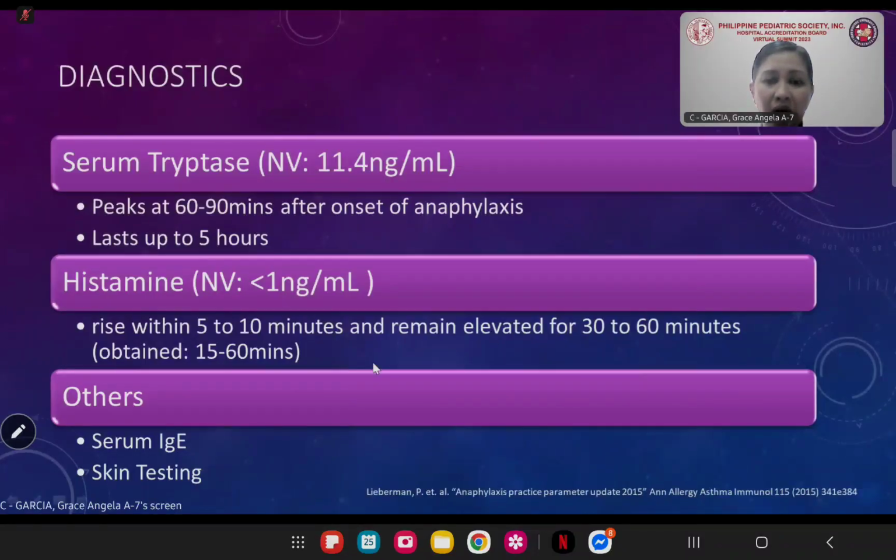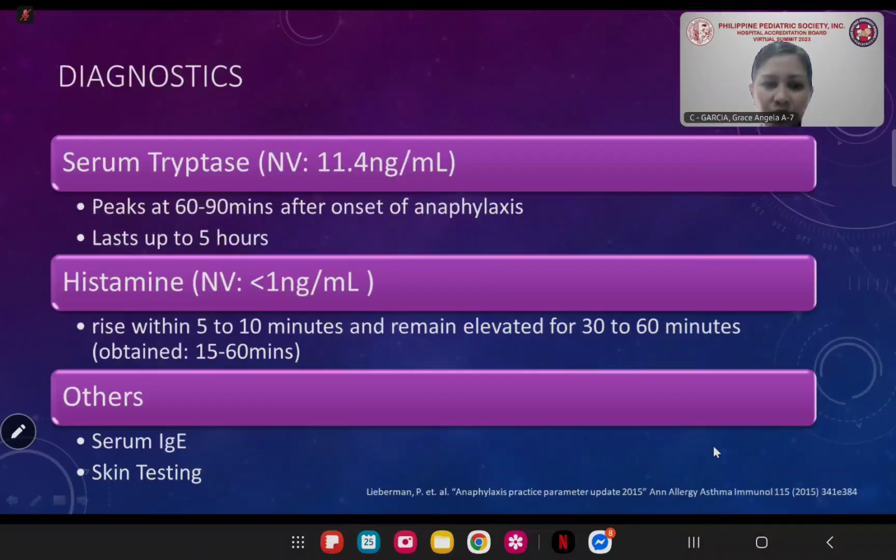But if you question the diagnosis of anaphylaxis, and you're not so sure, also of the trigger, when the patient comes in after an hour, you will get your serum tryptase. Although again, the result would just come back after a week or so. But at least you know that that was really anaphylaxis.